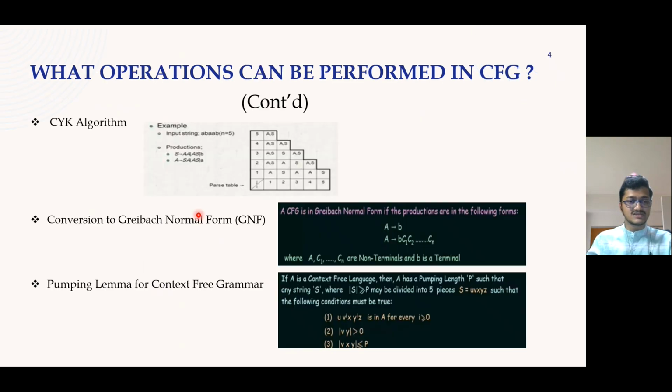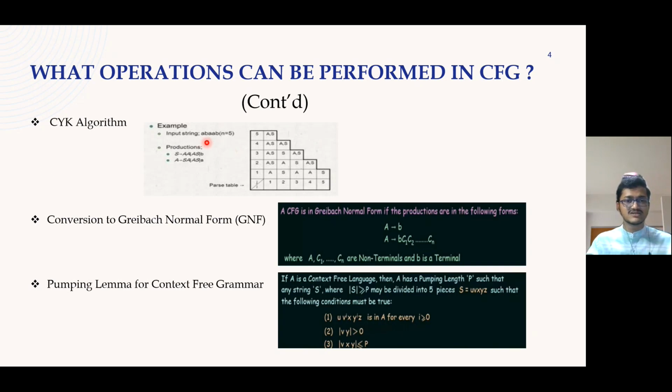Now, the next is the CYK algorithm and conversion to Greibach normal form or GNF. For both of these cases, we need to convert the CFG first into CNF, and then we shall proceed with these formats. So let's begin with CYK. CYK algorithm is basically a tabular algorithm. Over here, we determine whether a given string is derived from the given production rules or from a given grammar.